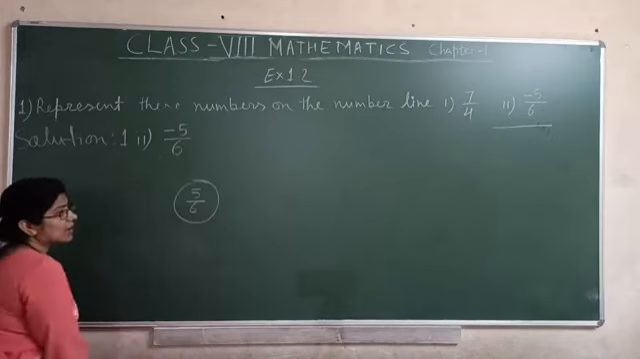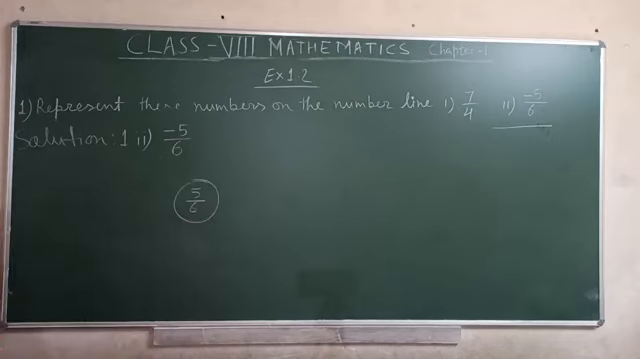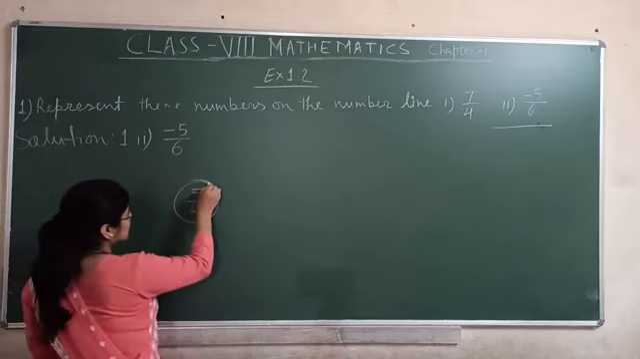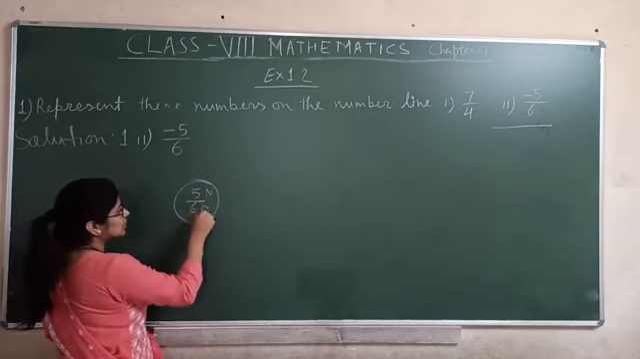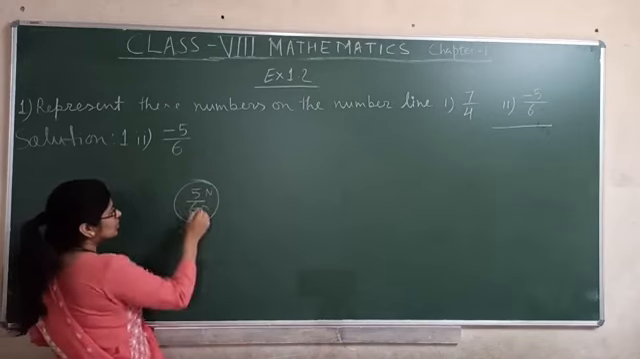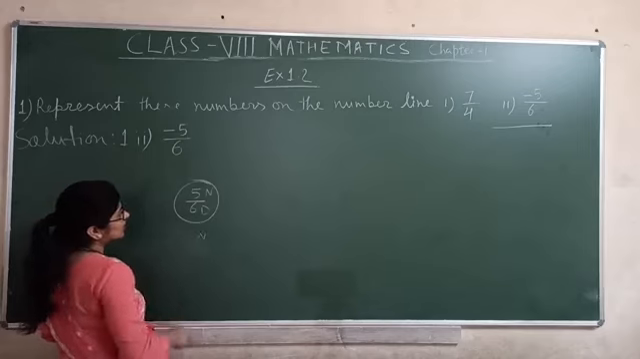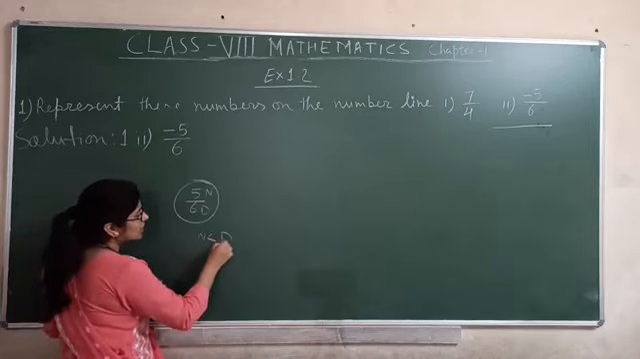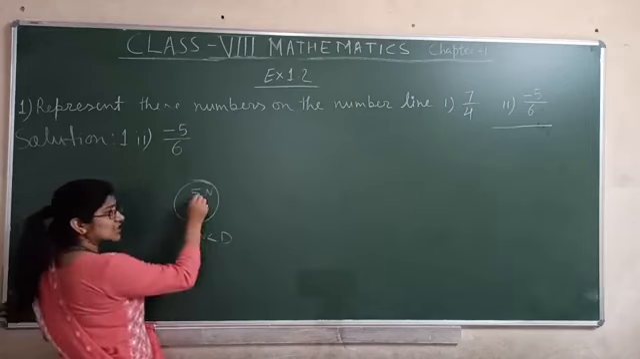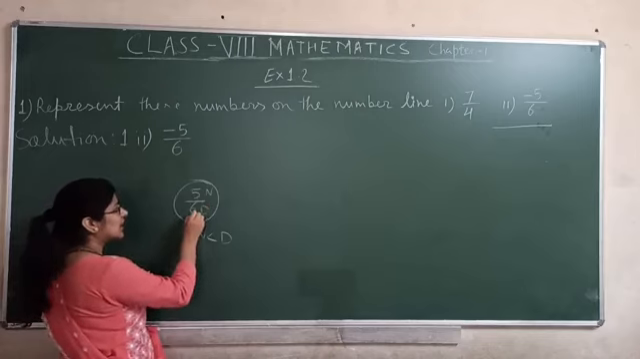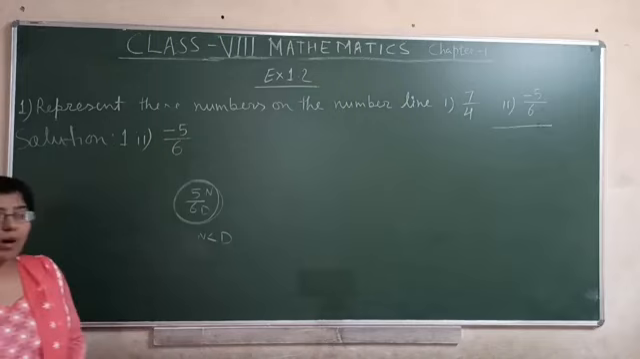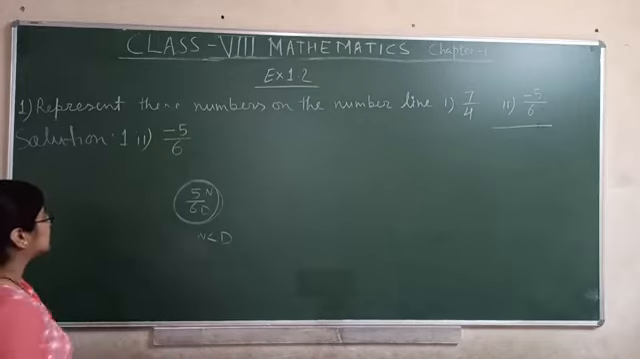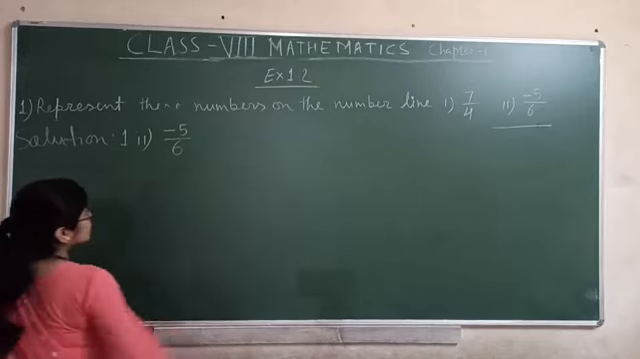Look at this one, 5/6. Which type of fraction is this? This is your numerator, this is your denominator. The numerator is smaller than the denominator. So that type of fraction is called a proper fraction.